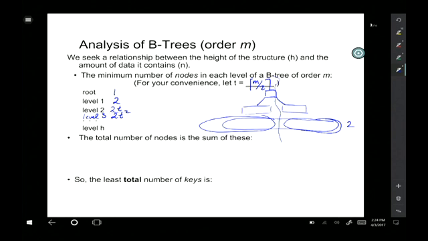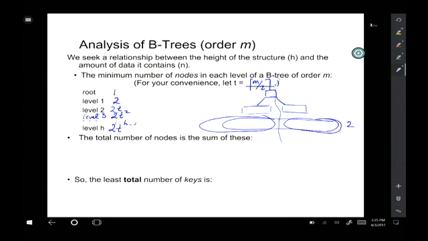Dot, dot, dot. In general, the bottom level, what's the smallest number of nodes you can have? 2 times t to the h minus 1. That's right. Good. Very good. Okay, any question about that?